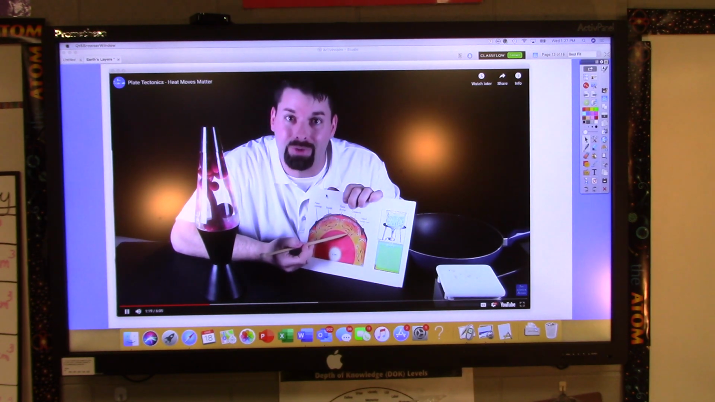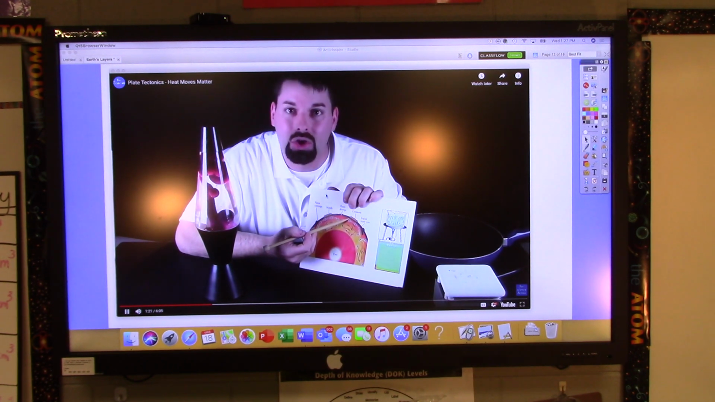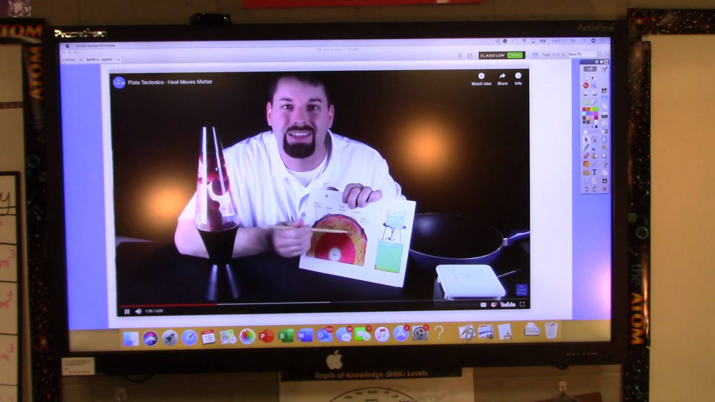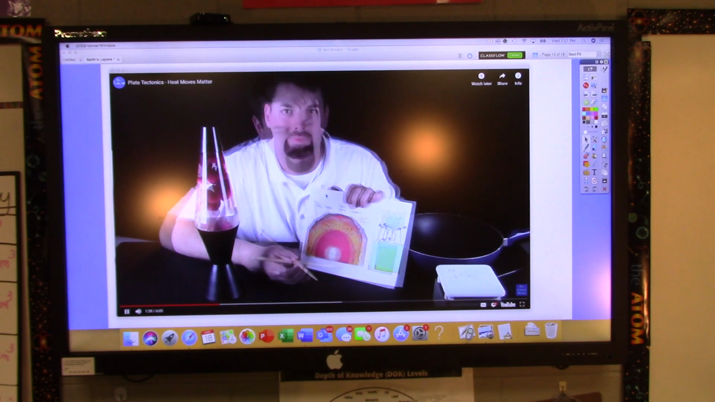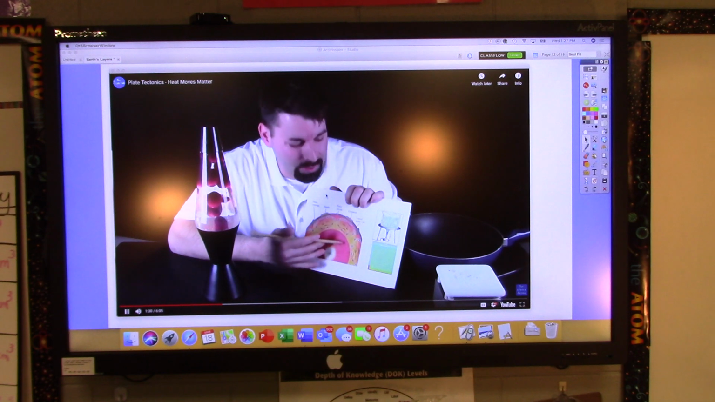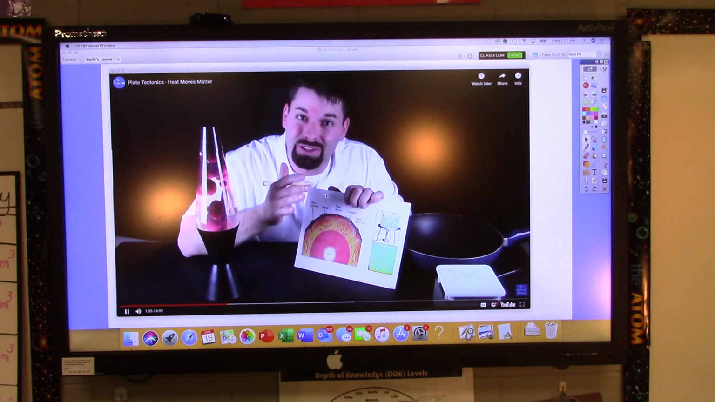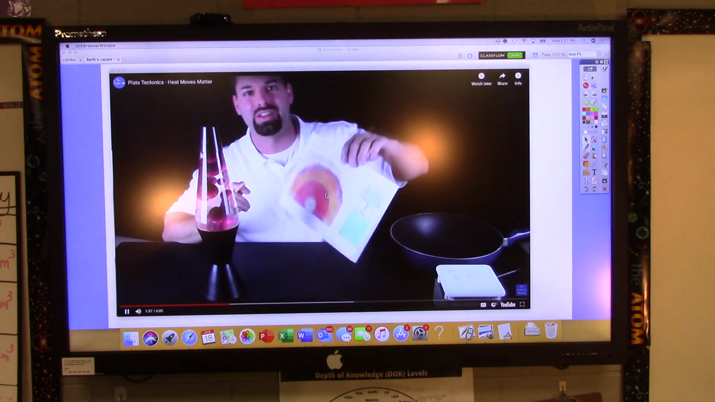As it's heated up, it rises up to the crust, it cools off and comes back down, just like the wax in this lamp. It's happening inside of our Earth. The heat from the middle of the Earth is causing all this matter to move, and that makes the crust move. So let's take a look at that crust and the outside of the Earth.